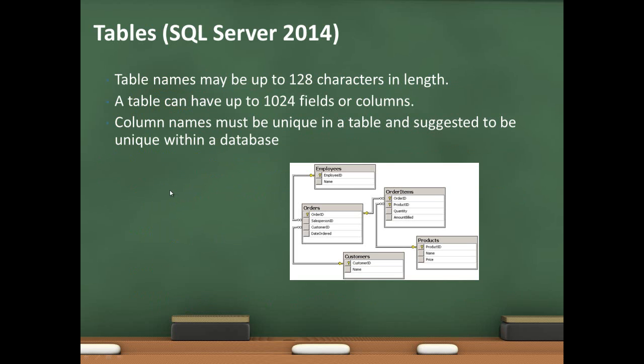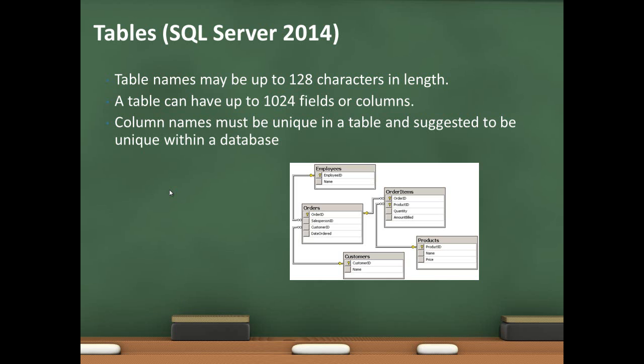So, tables themselves. Tables can have names up to 128 characters in length. But typically your table name isn't going to have many more than maybe 20 characters. You want to make it descriptive. Something like you see on a slide here where you have a table of employees or orders or order items. You don't have to make it really, really large. And a table can have up to 1,024 fields or columns in it.